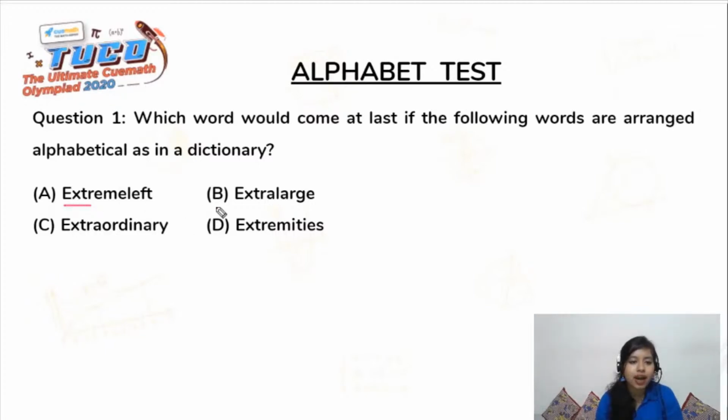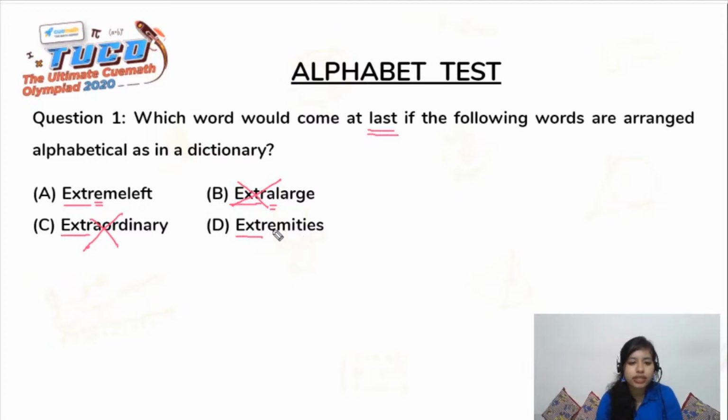We can see that E, X, T are same in all the 4 options. So we don't have to check letter by letter. The only difference that's coming in is after R. So we have E, we have A. So definitely they are asking us which would come in the last. So definitely the ones which has A, we are eliminating this. We are eliminating this as well. So now the comparison is between A and C.